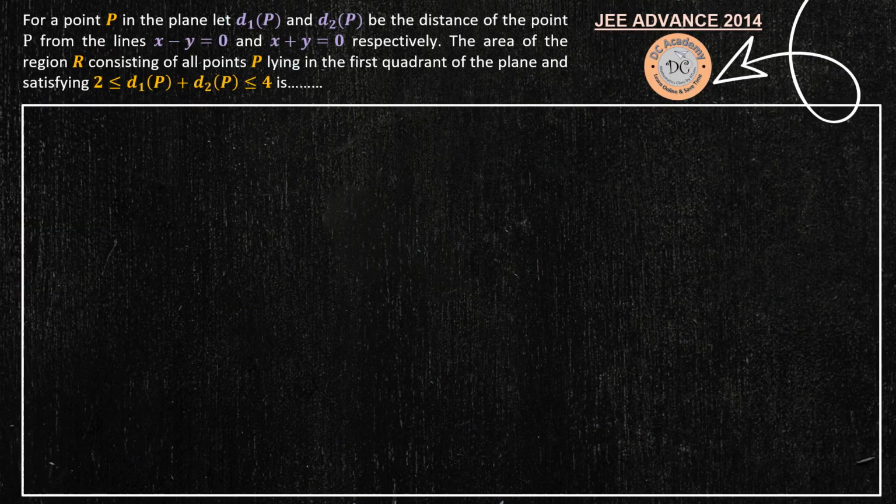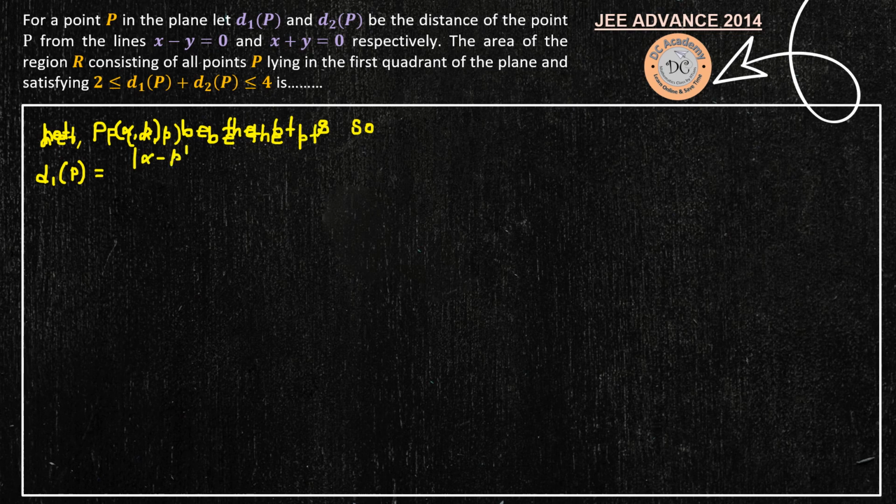Let's go ahead. So here, note carefully, we have that point P. So we should consider the point P, and first we need to find the distances D1P and D2P. That's the problem. So first we assume that P is (x, y), or we can consider that P(alpha, beta) is the point. So we assume that. Now, here we need to find D1P and D2P.